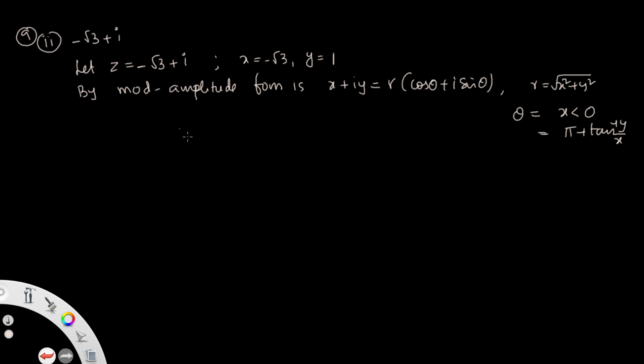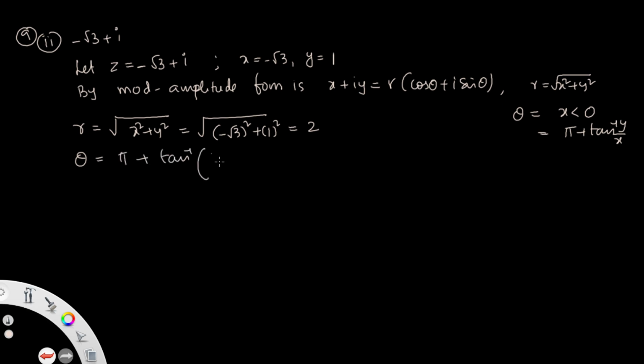This is the formula. Now substitute in the formula. r equals root over x square plus y square, so root of minus root 3 whole square plus 1 square, that is equal to 2. And theta equals pi plus tan inverse y by x. Y means 1, x means minus root 3. Now simplified, pi plus tan inverse of minus x, that is minus tan inverse of 1 by root 3. Here, tan inverse of minus x equals minus tan inverse x.